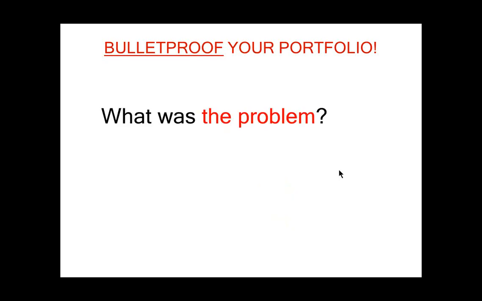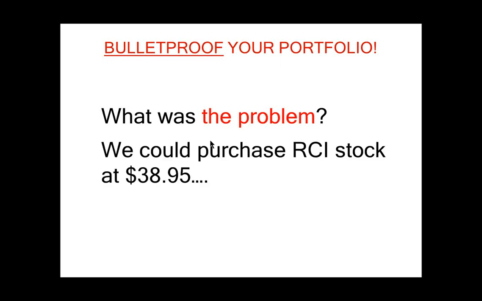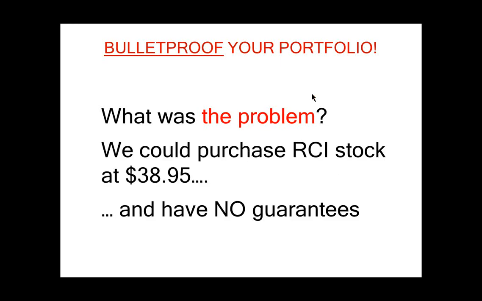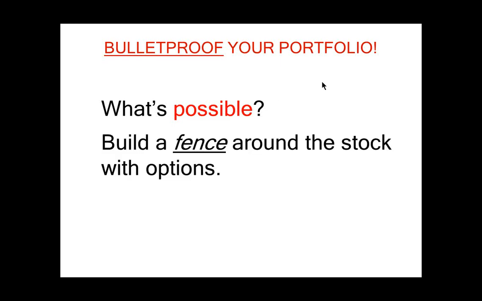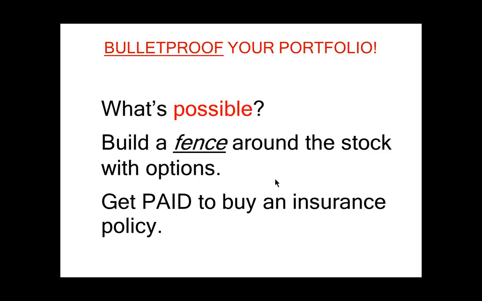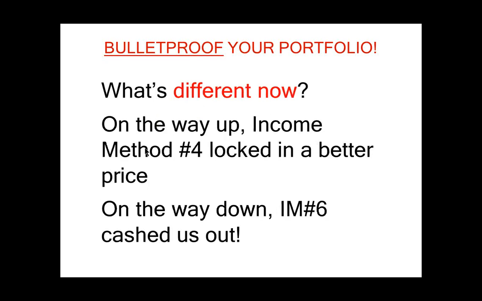Kind of cool. Okay. So what had been the problem? The problem was, well, we could purchase our stock at $38.95 and have no guarantees. But instead, what's possible is you can build a fence around the stock using options and even get paid, possibly, to buy an insurance policy. So what's different now? On the way up, income method number 4 locked in a better price, and on the way down, income method number 6 cashed us out.